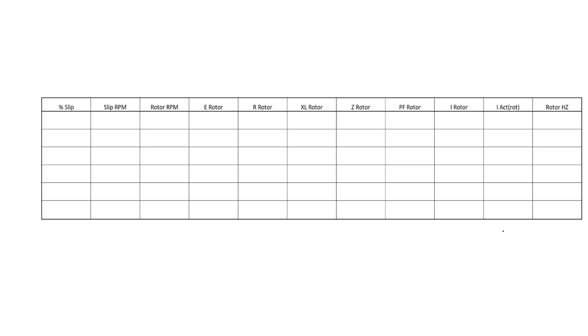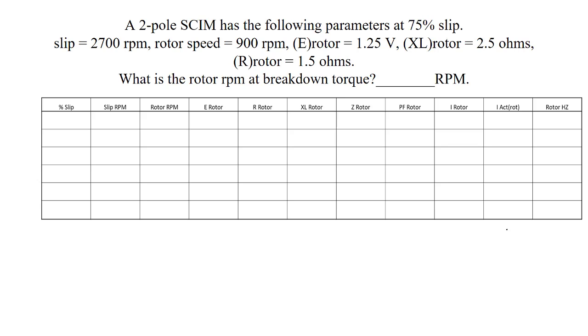Okay. So on this question, we've got a 2-pole SCIM, and it's got the following parameters at 75%. It says that we've got 2700 RPM slip speed, 900 RPM rotor speed. Voltage is 1.25. XL of the rotor is 2.5. R of the rotor is 1.5 ohms, and it wants to know what's the rotor RPM at breakdown torque.